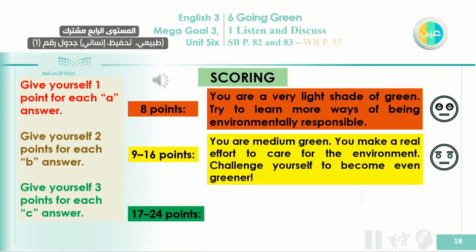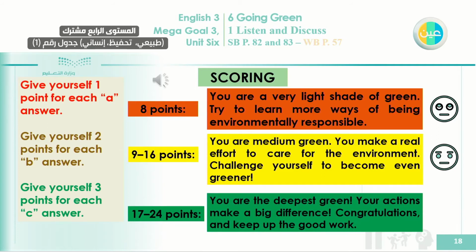Scoring 8 points, you are a very light shade of green. Try to learn more ways of being environmentally responsible. 9 to 16 points, you are medium green. You make a real effort to take care of the environment. Challenge yourself to become even greener. 17 to 24 points, you are the deepest green. Your actions make a big difference. Congratulations and keep up the good work.